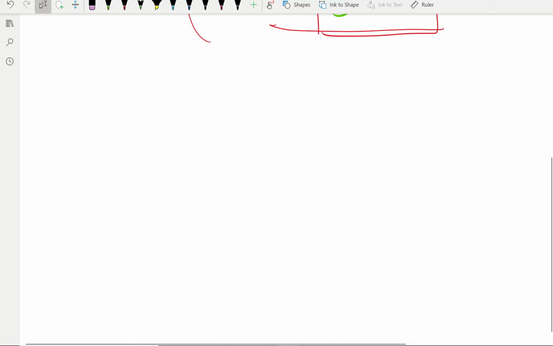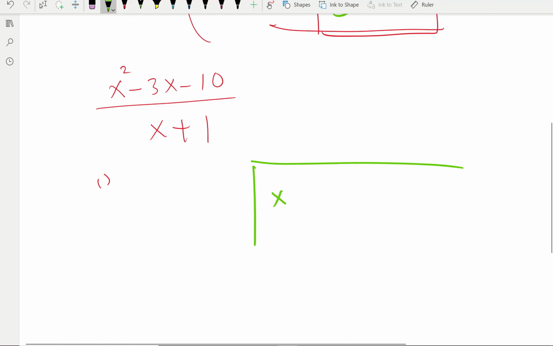So let's take a rational function, x squared minus 3x minus 10 over x plus 1. Here this is a case 2 scenario, right? So the first step is to use polynomial long division. Let's do that. x squared minus 3x minus 10 should be divided by x plus 1. So here the divisor is x plus 1.